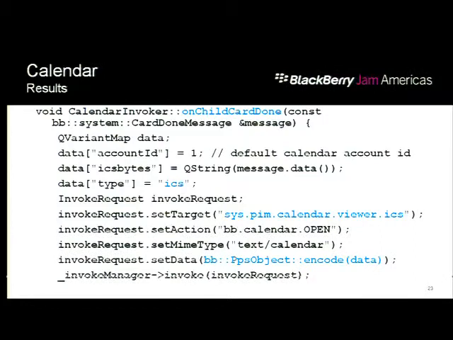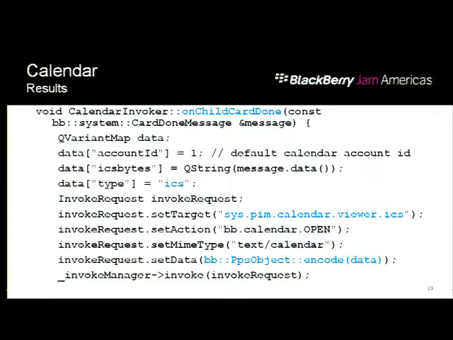So we assume we're using the default calendar account. We know we have some iCalendar bytes, and it's an iCalendar. So we create a new invoke request, set the target to be this viewer here, system.pim.calendar.viewer.ics.open, text/calendar. But the data is this data that we've encoded with this little handy function, bb::PpsObject encode. So it's just a little method that turns the data into the format needed by the viewer, so the card understands it, and then do another invoke request.